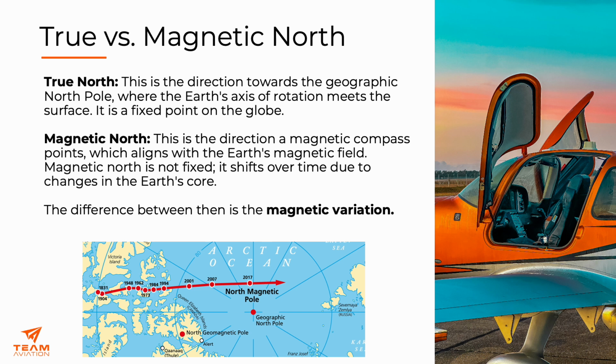So, in summary, true north is constant, magnetic north moves, and magnetic variation is the difference between them. When you're flying, always check the variation in your area so you don't accidentally go off course.